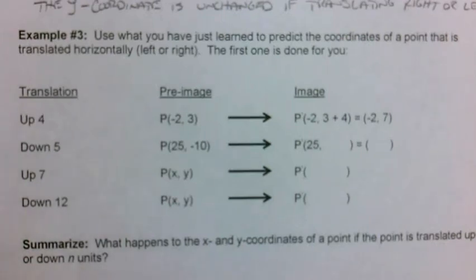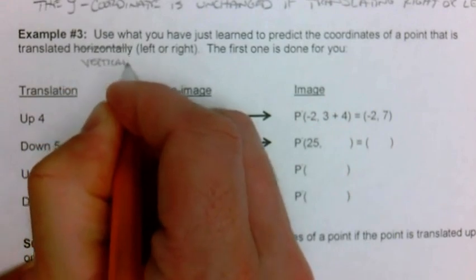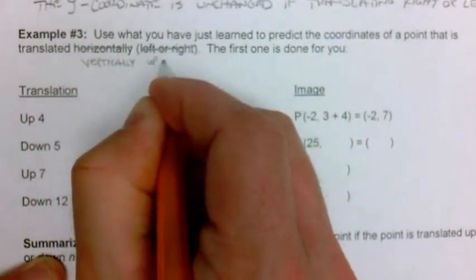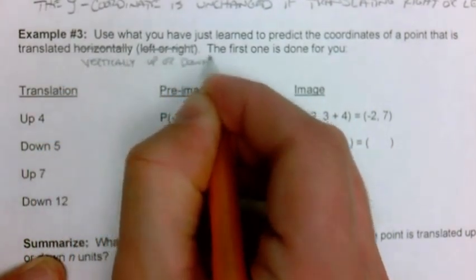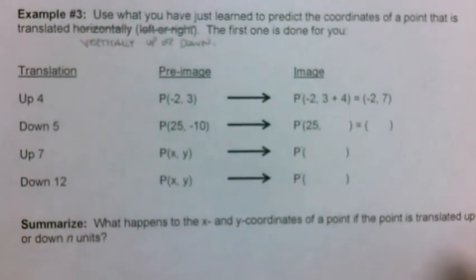We just translated points horizontally, and now let's see what happens when we translate our points vertically. So let's see what's going to happen here. This should actually say that we're translating vertically, which will mean up or down. Remember, vertically is going to change your y-coordinate. Your x-coordinate will be unchanged because the x-coordinate moves horizontally.